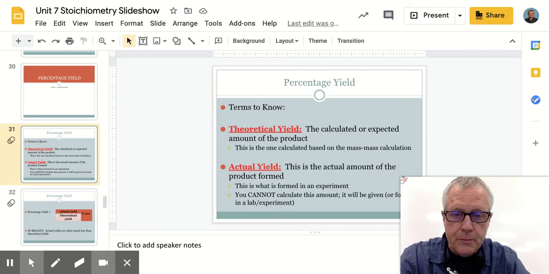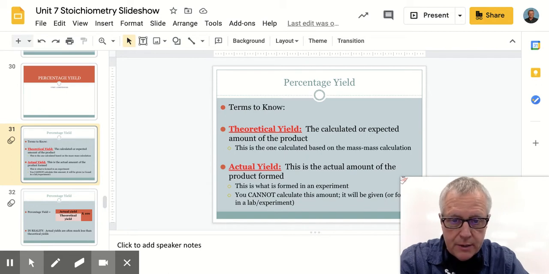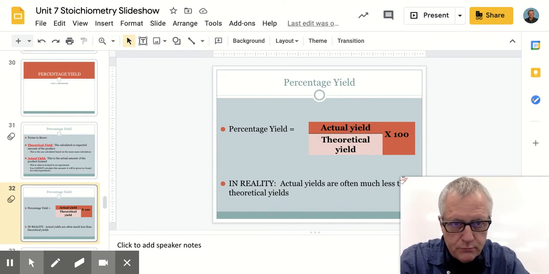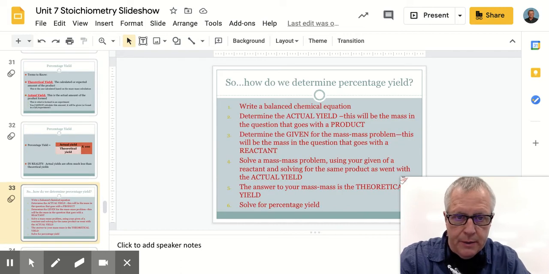So there's a theoretical yield, and that's the one you would think you would get with a given amount of reactant that you start with. And then there's the actual yield that you would get in the experiment. Now, to get a percent, you're just going to take the actual yield value that was determined in the lab divided by the theoretical yield that you theoretically would have gotten. But let's break it down, and we'll look at a problem.